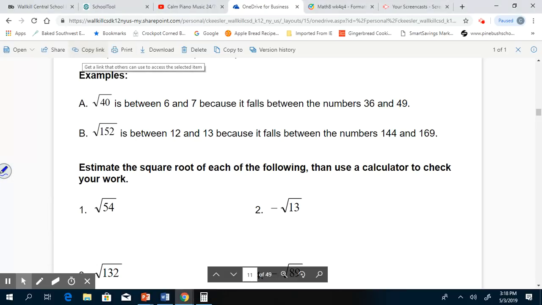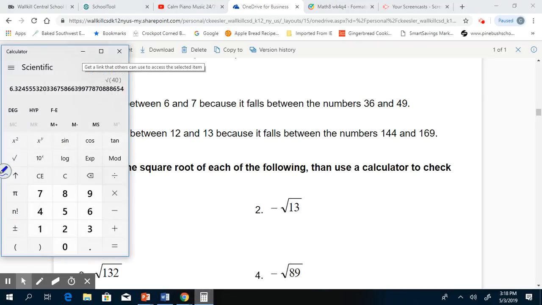Then the square root of 152 is between 12 and 13 because it falls between the numbers 144 and 169 on our list. So again, the square root of 144 is 12. The square root of 169 is 13. So the square root of 152 is between 12 and 13. So again, I can prove it.